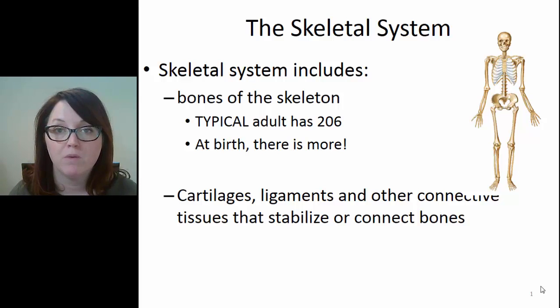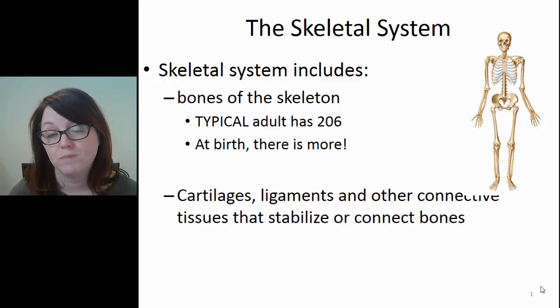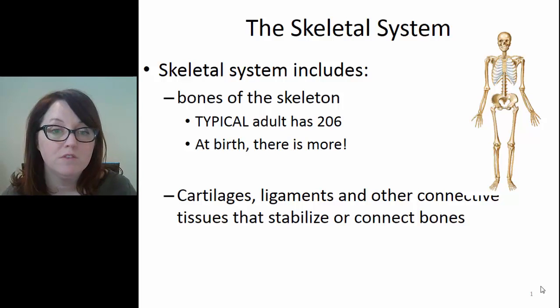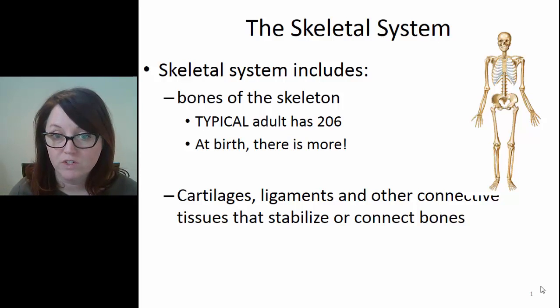For example, the hip bone, which is also known as the os coxal bone, is actually made of 3 separate bones that fuse together. These 3 separate bones are the ilium, the ischium, and the pubis, and they fuse together when you're a teenager. The skeletal system also includes all the cartilages, ligaments, and other connective tissues that stabilize or connect our bones.